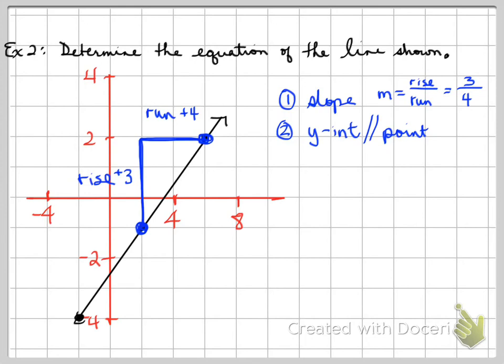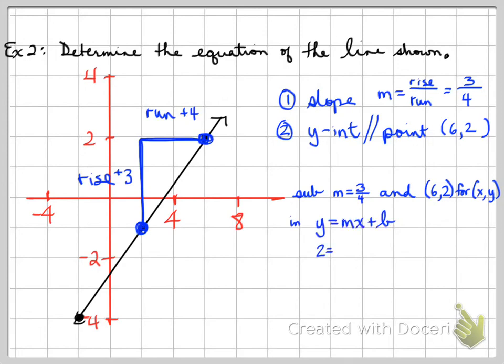Next part is to find the y-intercept, or a point. Well, we can use a point, which is easy to do, and we're going to use the point (6, 2). Could we have used any of the other points on this line? Of course we could have. We could have used this point, this point, or this point. We chose this point, (6, 2). And we're going to plug in. We're going to sub m equals 3 over 4 and the point for x and y into the equation y equals mx plus b.